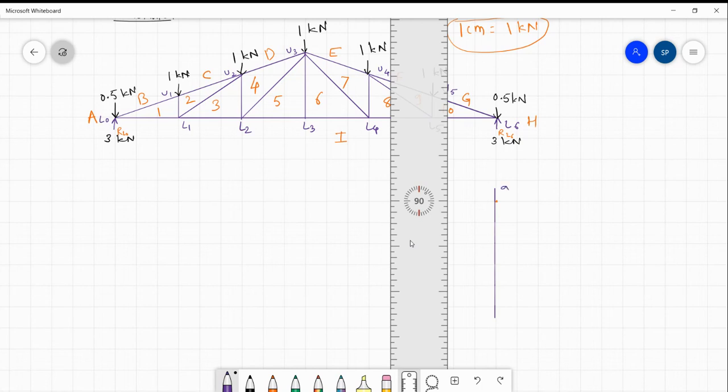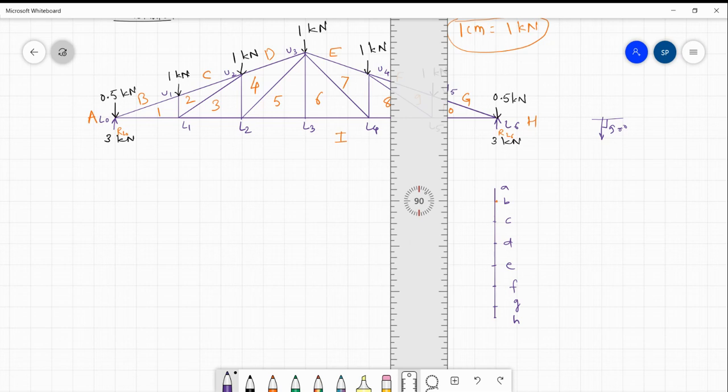So starting with A to B, this is making 90 degrees with horizontal. So if I draw a line which is making 90 degrees with horizontal and it's going downward, this will be the force shown here. So A to B, then B to C, this is the point, then C to D, then D to E, then E to F, then F to G, and G to H.